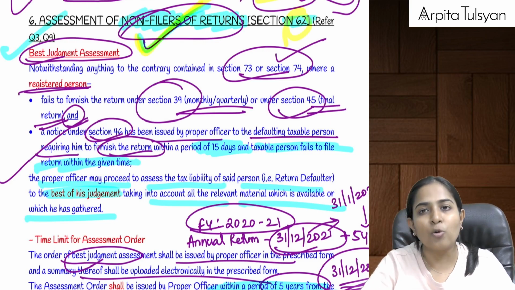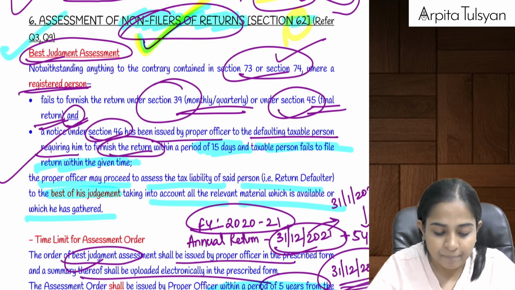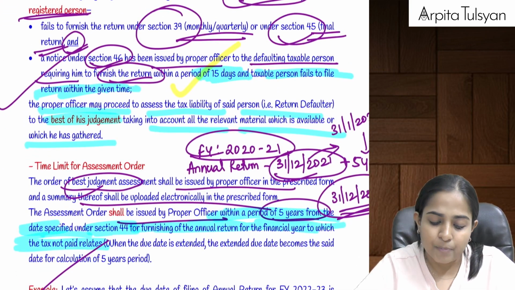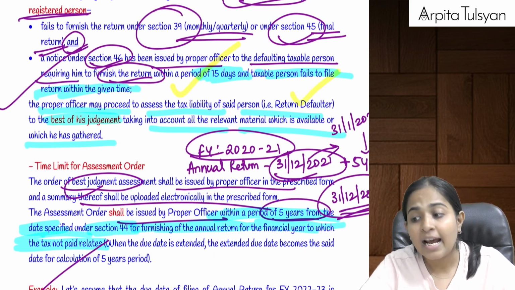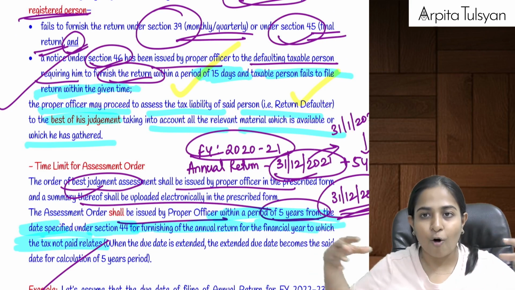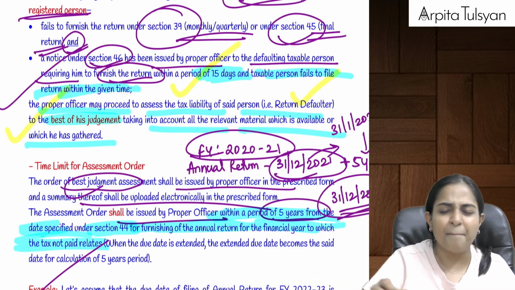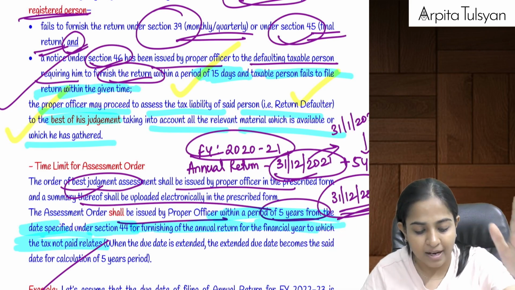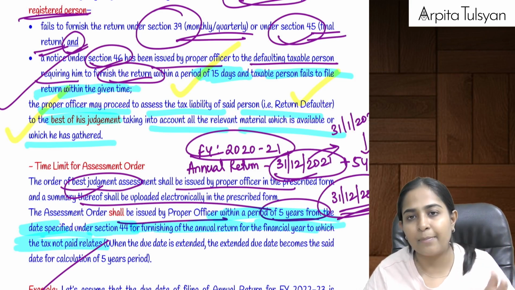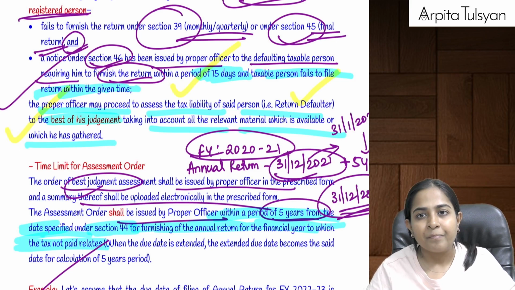We will give him a notice to furnish the return within a time period of 15 days from the due date. If he does not file the return within these 15 days, then this person will be considered a defaulter. And what will the proper officer do? The proper officer, on the basis of whatever information is available with him, will take a decision to the best of his judgment, and will pass the best judgment assessment order: how much is the tax liability payable, how much interest, how much late fee, etc. Are you clear with this?